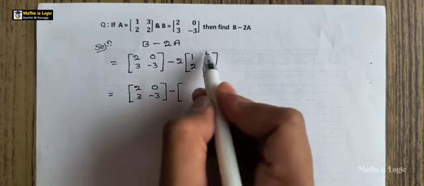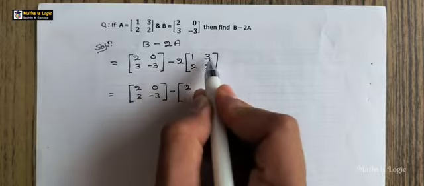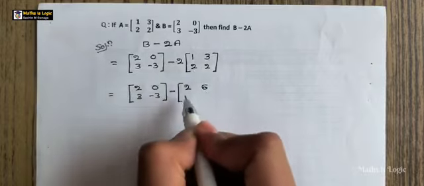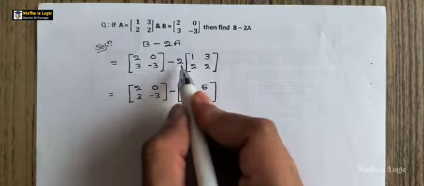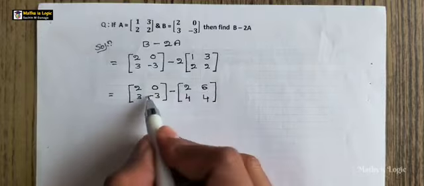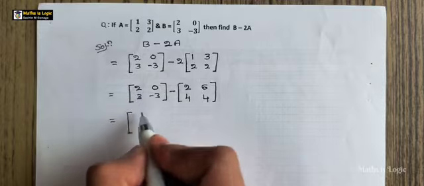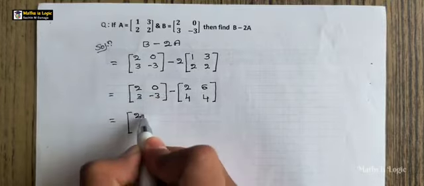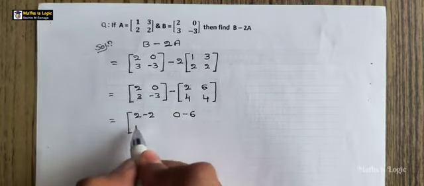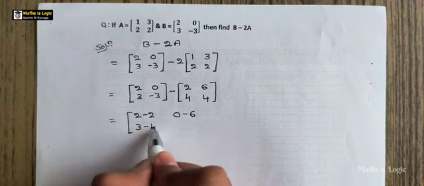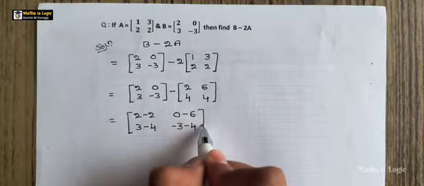Next multiply A matrix with this number 2. So 2 into 1, 2; 2 into 3, 6; 2 into 2, 4; 2 into 2, 4. So after multiplying with number 2, next subtract these two matrices. Therefore corresponding elements, first with first, 2 minus into plus is minus 2. Next 0 minus into plus is minus 6. Next 3 minus into plus is minus 4. Next minus 3 minus into plus is minus 4.